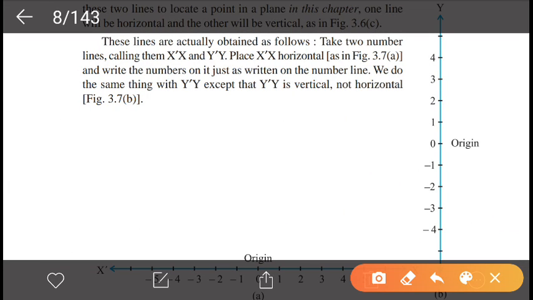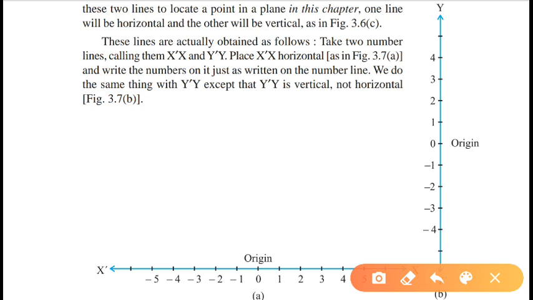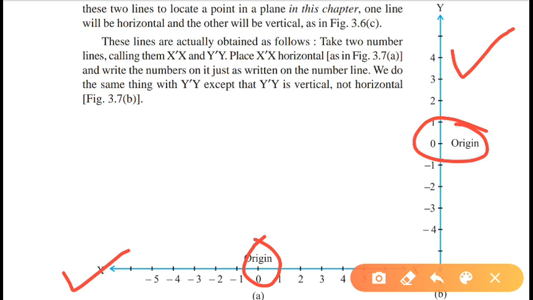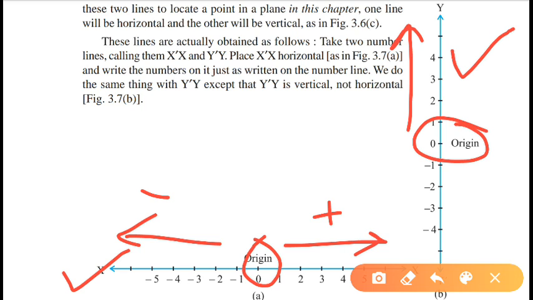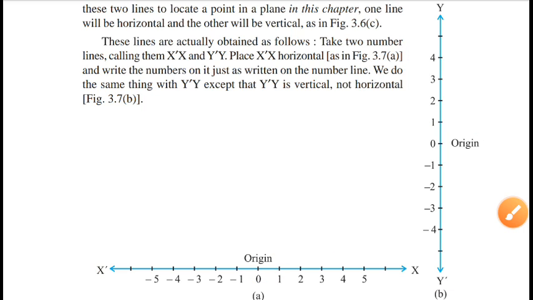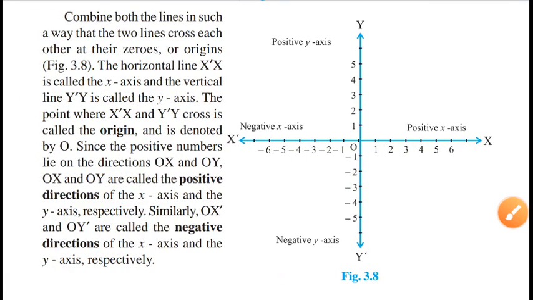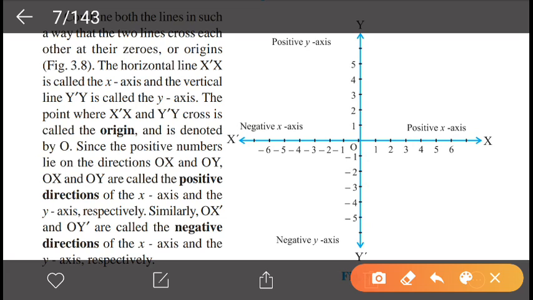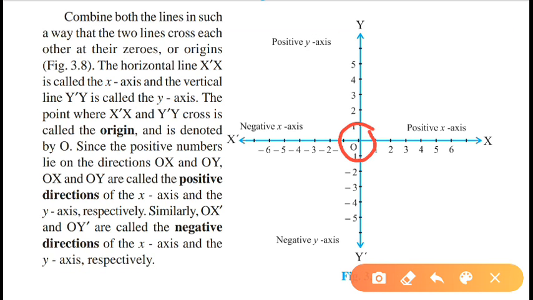So we have the horizontal line, which is known as the x-axis, and the vertical line, which is known as the y-axis. Both have origins. On the right side it is positive, on the left side it is negative, and in this case on the upper side it is positive and on the lower side it is negative. Now they have been placed perpendicular to each other, and the point of intersection of these two lines is the origin, as you can see over here.